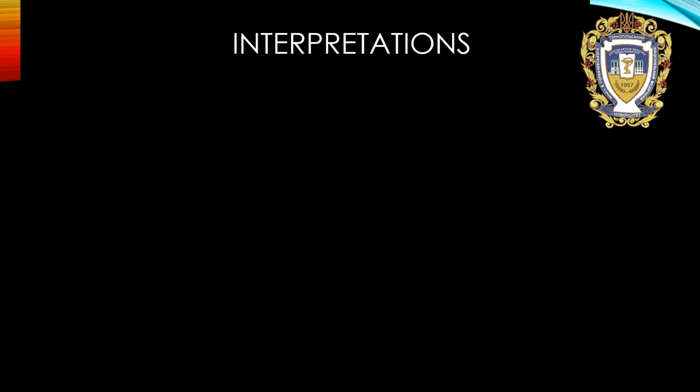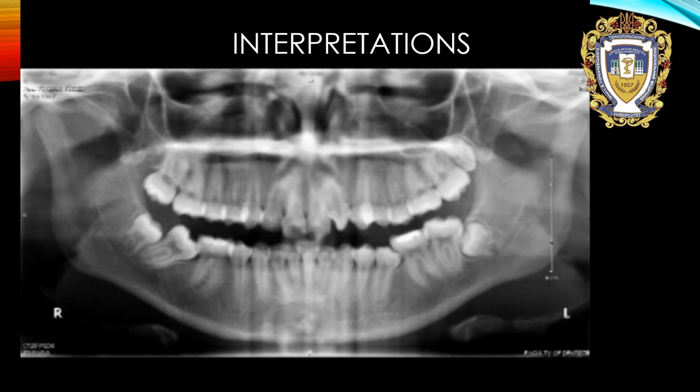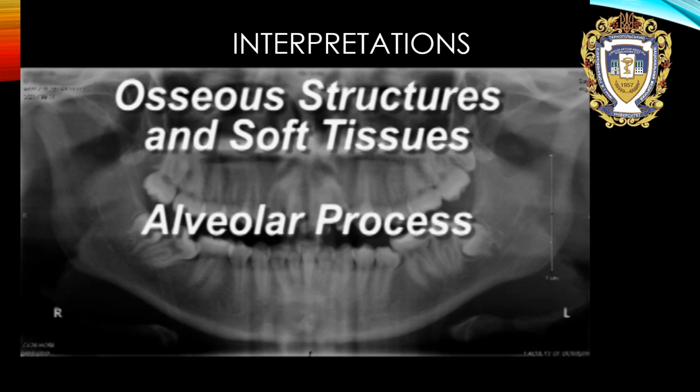Interpretations. The interpretation of a panoramic radiograph follows the same principles as in the case of any other film or film series. A systematic and repeated process is used to ensure that all significant findings are identified. First, the osseous structures and surrounding soft tissues are assessed. Second, the alveolar processes are examined. And finally, the teeth are evaluated.